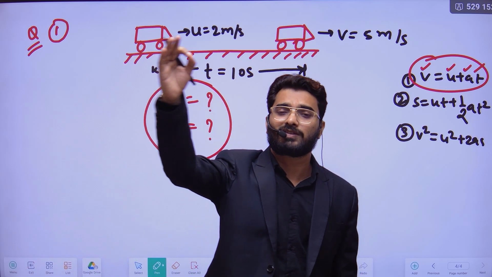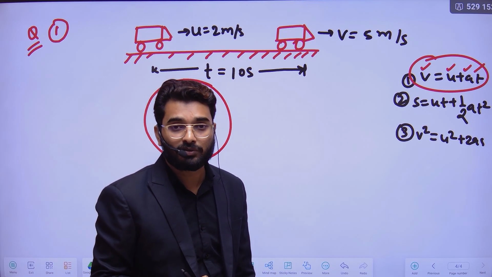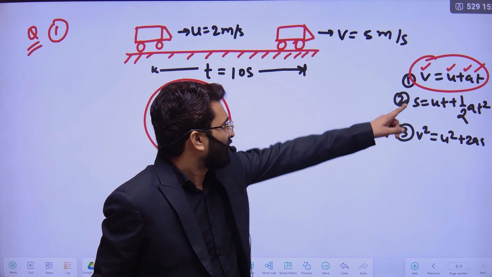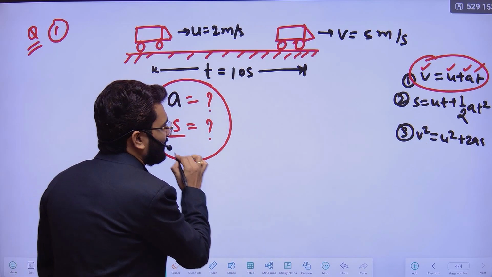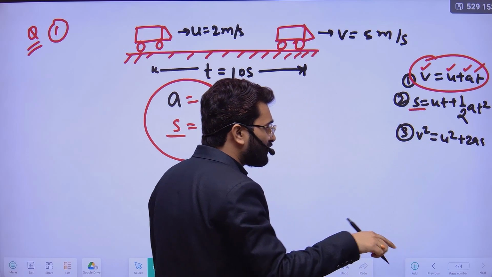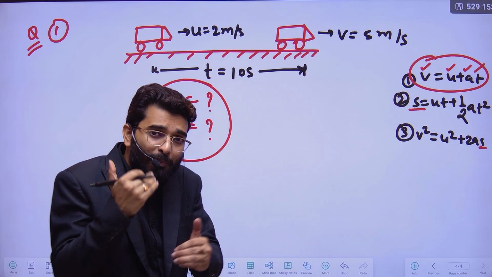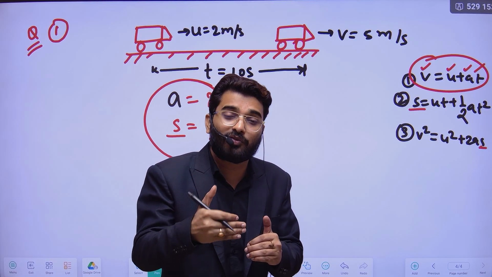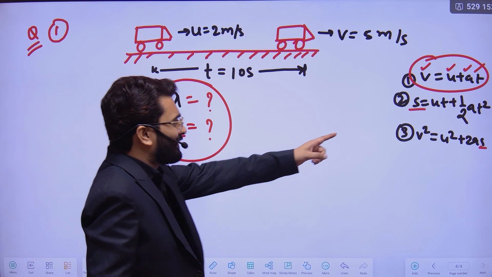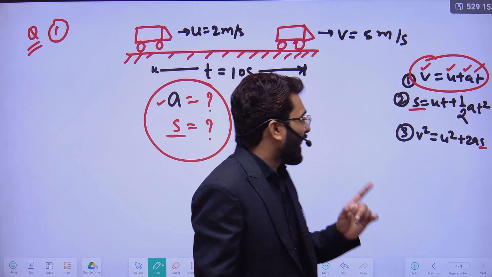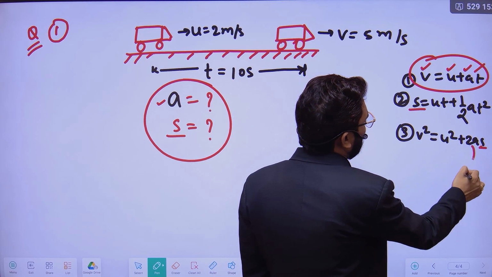And the second thing, we have to find the distance covered. Again the same concept will be used: how to choose the correct equation. The second equation of motion describes s, and the third equation of motion also uses s. But which will be best, which will be easy? If we have the value of a, then the second equation of motion will be best for you. Otherwise, if we go to the third equation of motion, it again requires the value of a.